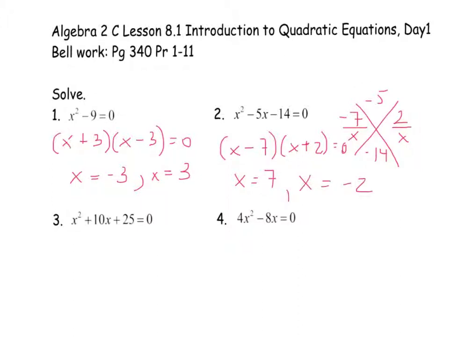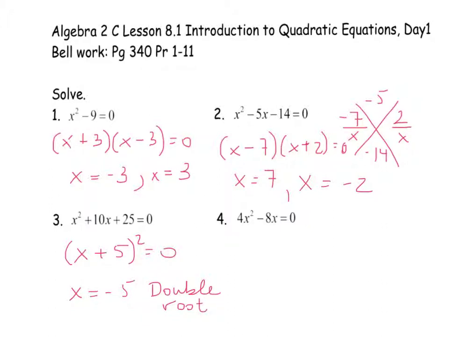negative 2. The next equation is a perfect square, so I can just say x plus 5 to the second power equals 0. Therefore, x will equal negative 5, and negative 5 is a double root, since I have two factors of x plus 5.